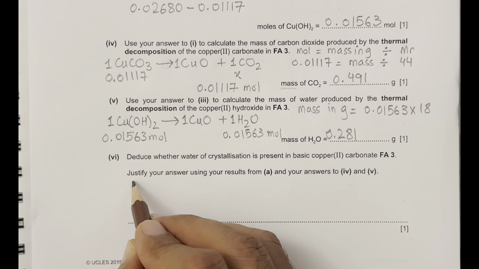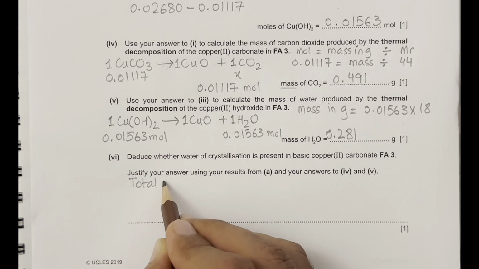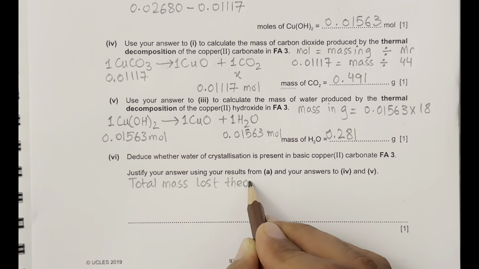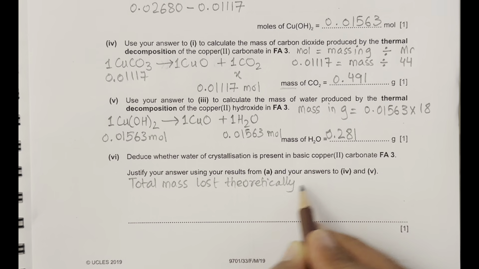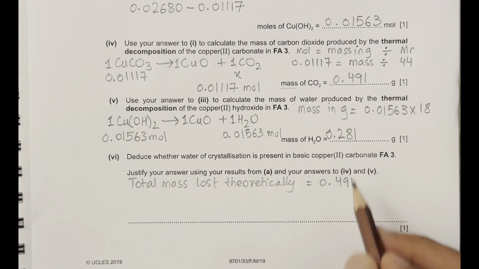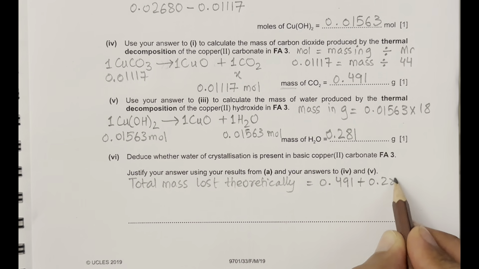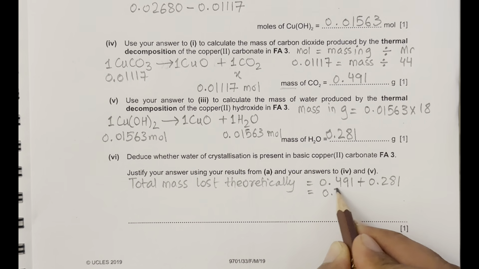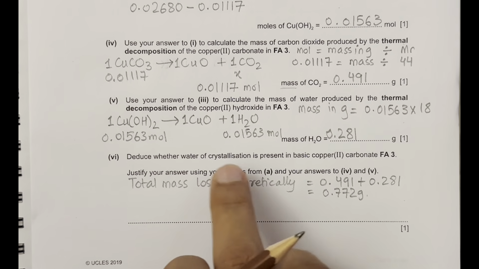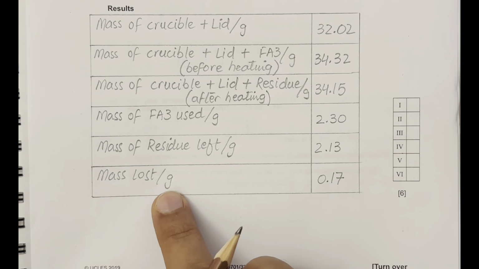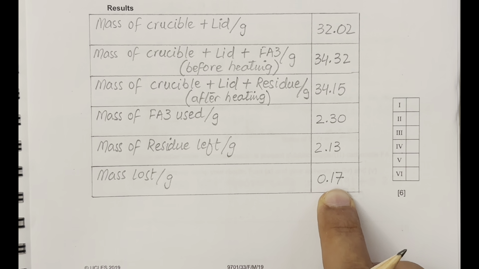So if we calculate the total mass lost theoretically, what we have calculated is 0.491 in part 4, and in part 5 it is 0.281. So altogether the total mass lost is 0.772 grams theoretically. However, if we look at part A, where they have said in the table the total mass lost was 0.17 grams.